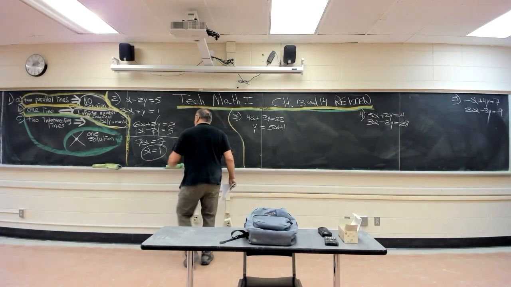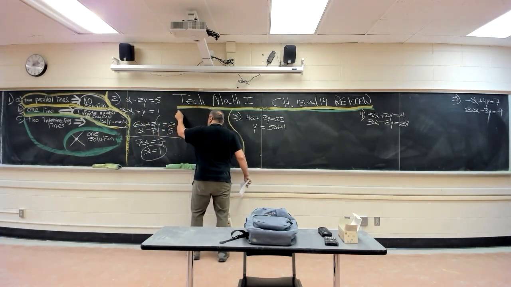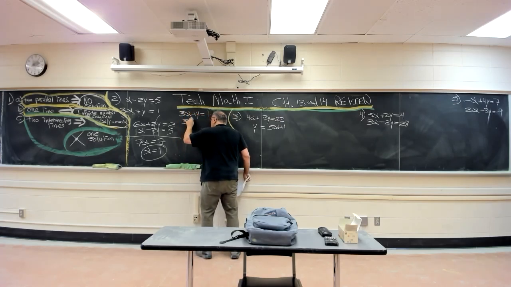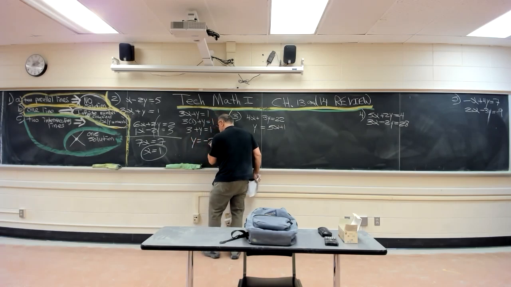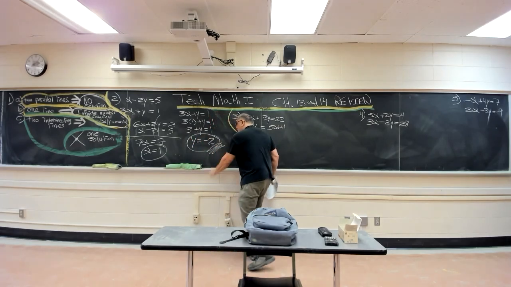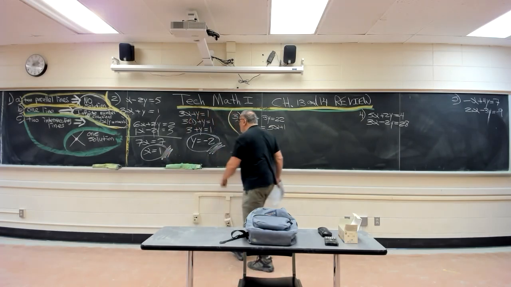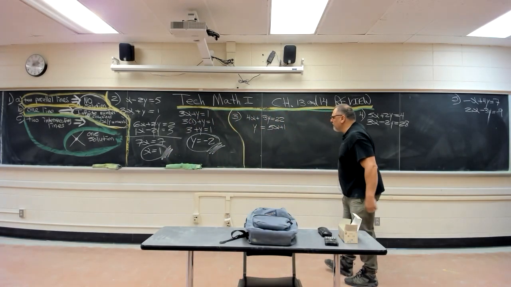If x equals 1, plug it into 3x plus y equals 1. Subtract 3 on each side. X equals 1, y equals negative 2. That's awfully familiar. Yeah, it better be the right answer, right? We've done it before.